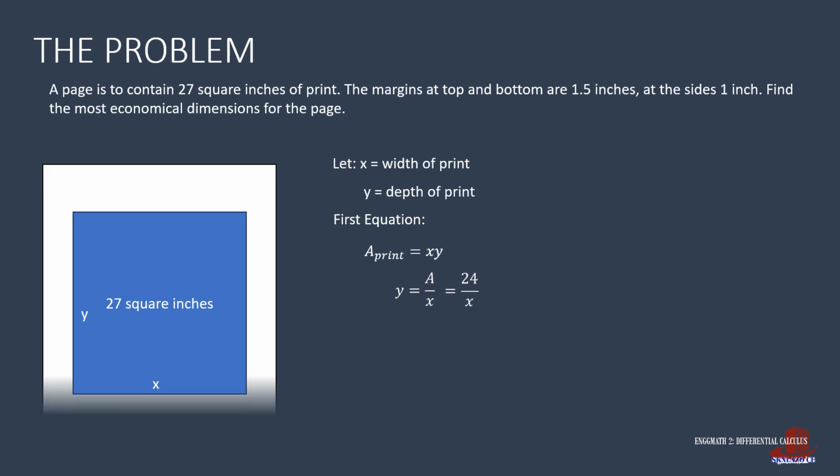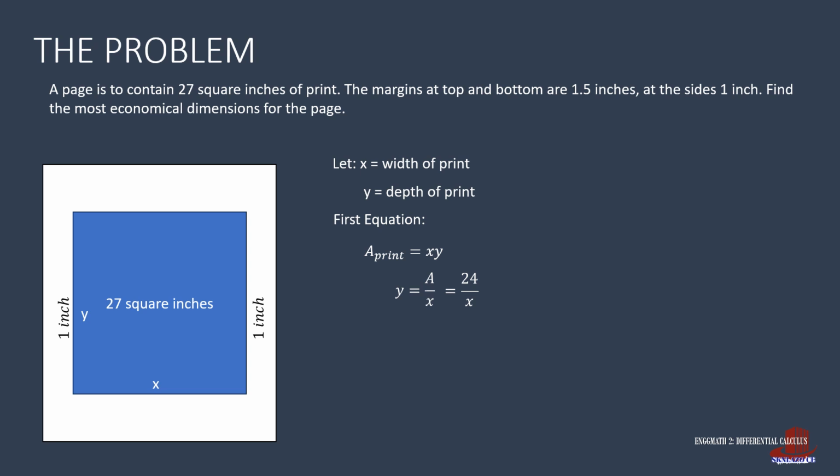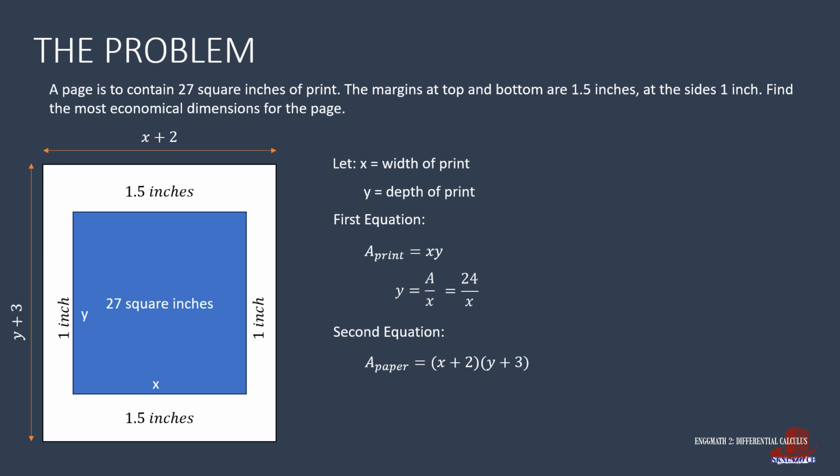To take the dimensions of the page, we also use the area. The premise provides side margins of 1 inch and top and bottom margins of 1.5 inches. The paper width is then x plus 2, and its depth is y plus 3. This time, the area of the paper is computed as x plus 2 times y plus 3.